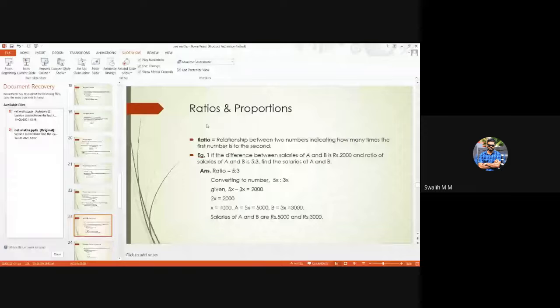Now I'll give you an example of a ratio question. If the difference between salaries of A and B is 2000 and the ratio of salaries of A and B is 5:3, find the salary of A and B.